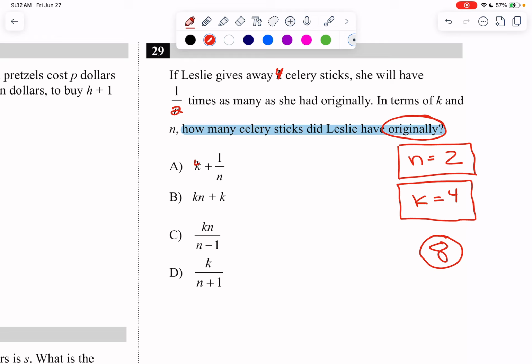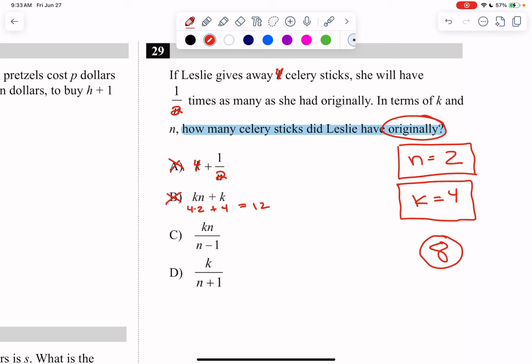I'm going to put 4 in for k and 2 for n. Well, that's 4 plus 1/2. That's not going to be 8. That's just going to be 4.5, not this guy. This is going to be 4 times 2 plus 4. That's 8 plus 4. That's 12. That's not 8, so not that guy.